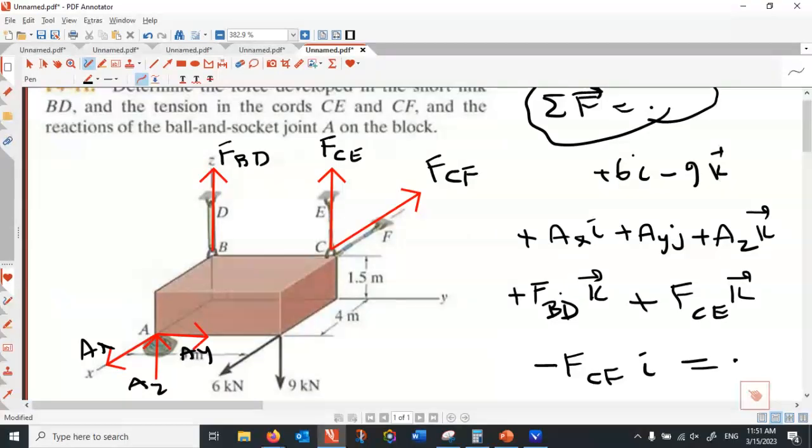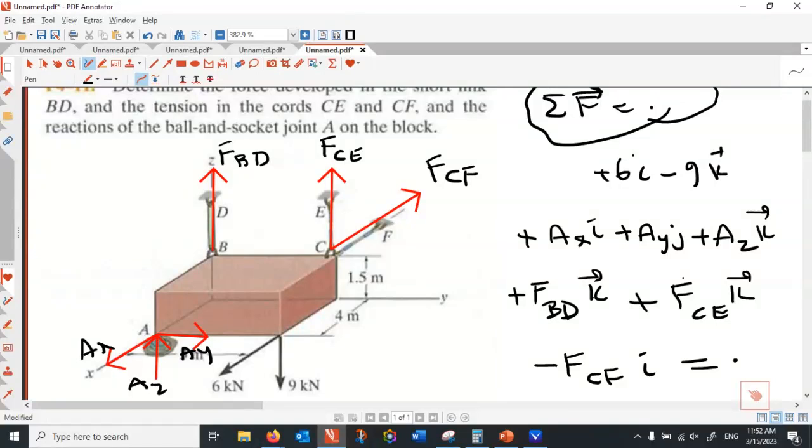1, 2, 3, 4, 5, 6. 6 unknowns. How many equations do I have? Well, that vector equation is 3 equations. Why? Because I can collect all the I components together and put that equal to 0, collect all J components and set that to 0, and collect all K components and set that to 0. So this vector equation can handle 3 unknowns.